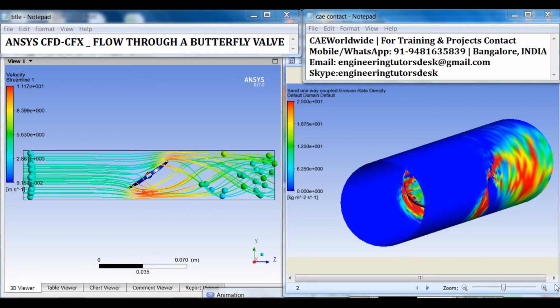An important consideration in this simulation is erosion to the pipe wall and valve due to the sand particles. A good indication of erosion is given by the erosion rate density parameter, which corresponds to pressure and shear stress due to the flow. On the right-hand side, you can see the plot of erosion on the valve surface and side walls due to the presence of sand particles in the flow. As can be seen, the highest values occur on the edges of the valve where most particles strike.